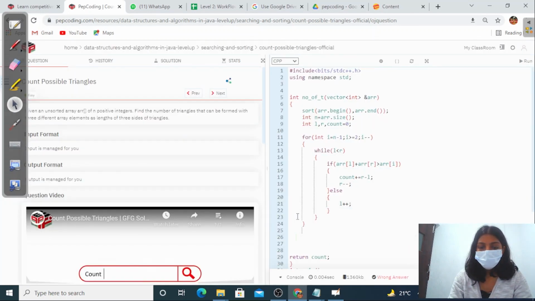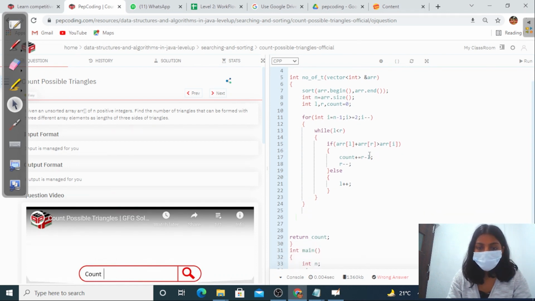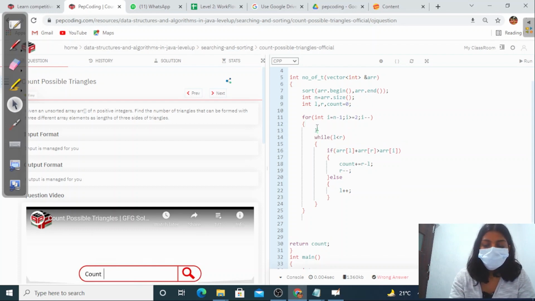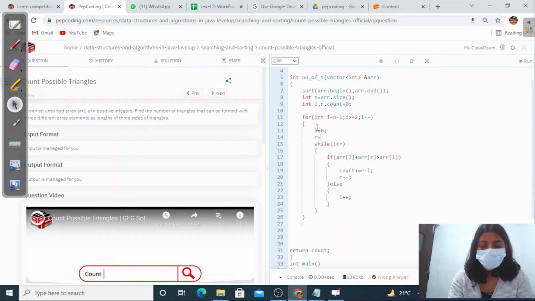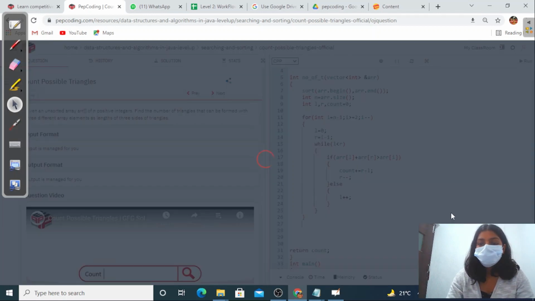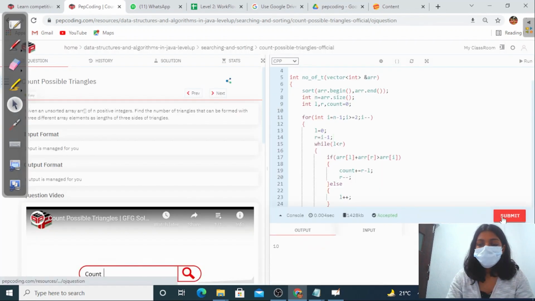Wrong answer. I'm sorry. Let's see what's wrong. Count plus equals r minus l. Initially count is equal to 0. I is equal to n minus 1, I minus minus, while l is less than r. It forms a triangle. Okay, r minus minus. Oh, sorry. Here I forgot to initialize my low to 0 every time, and my right second highest to my highest minus 1 index. Now let's try to run this. Accepted, and let's try to submit this.